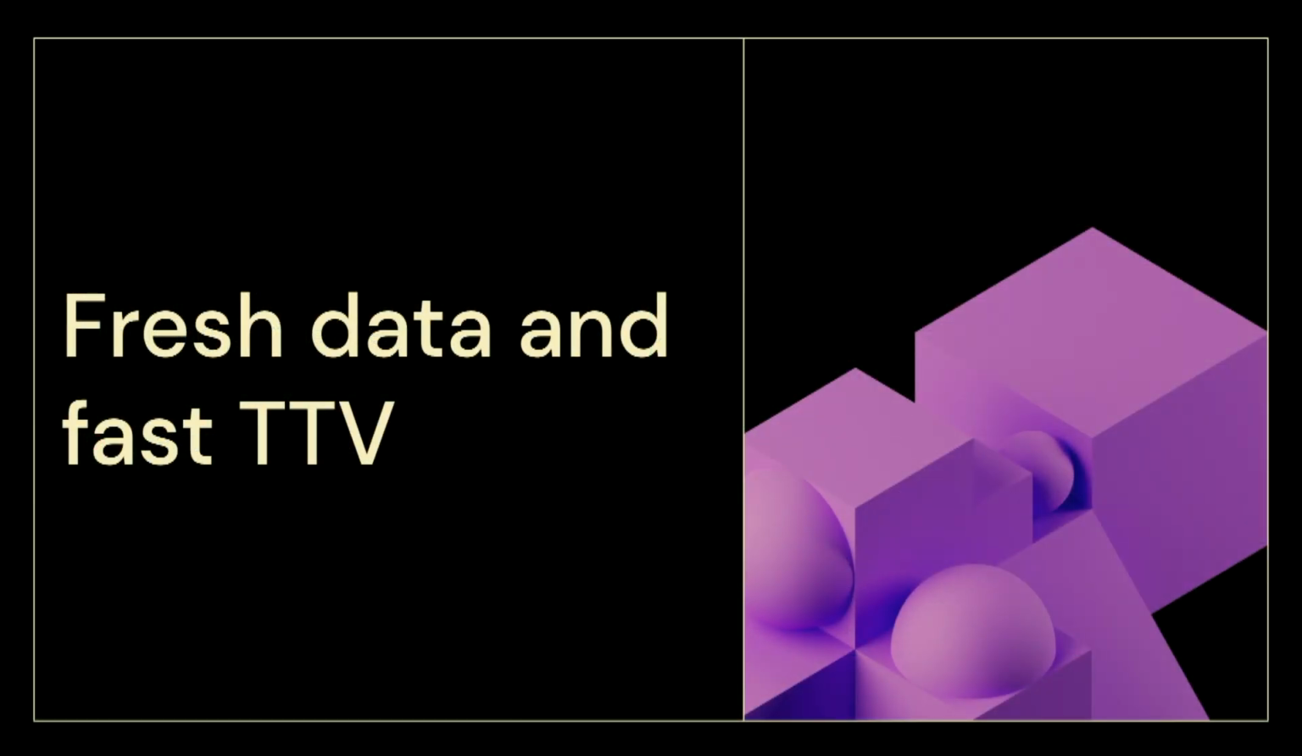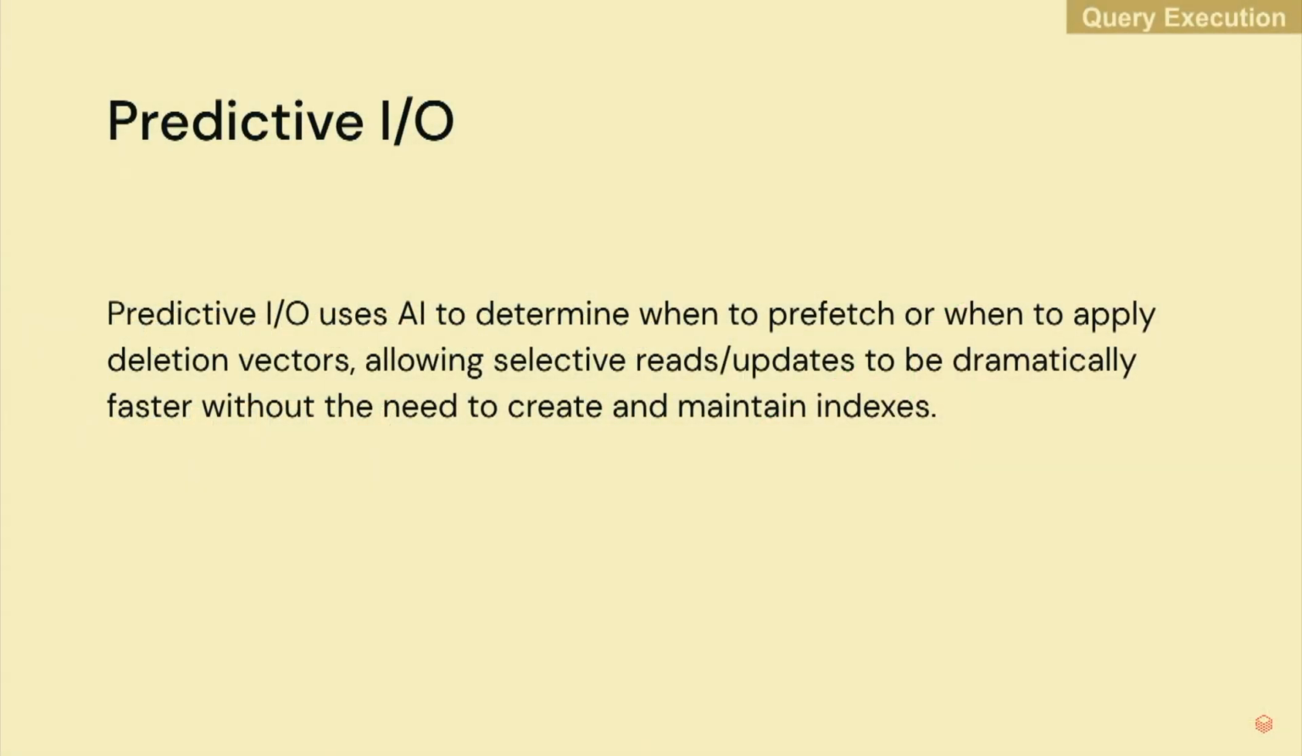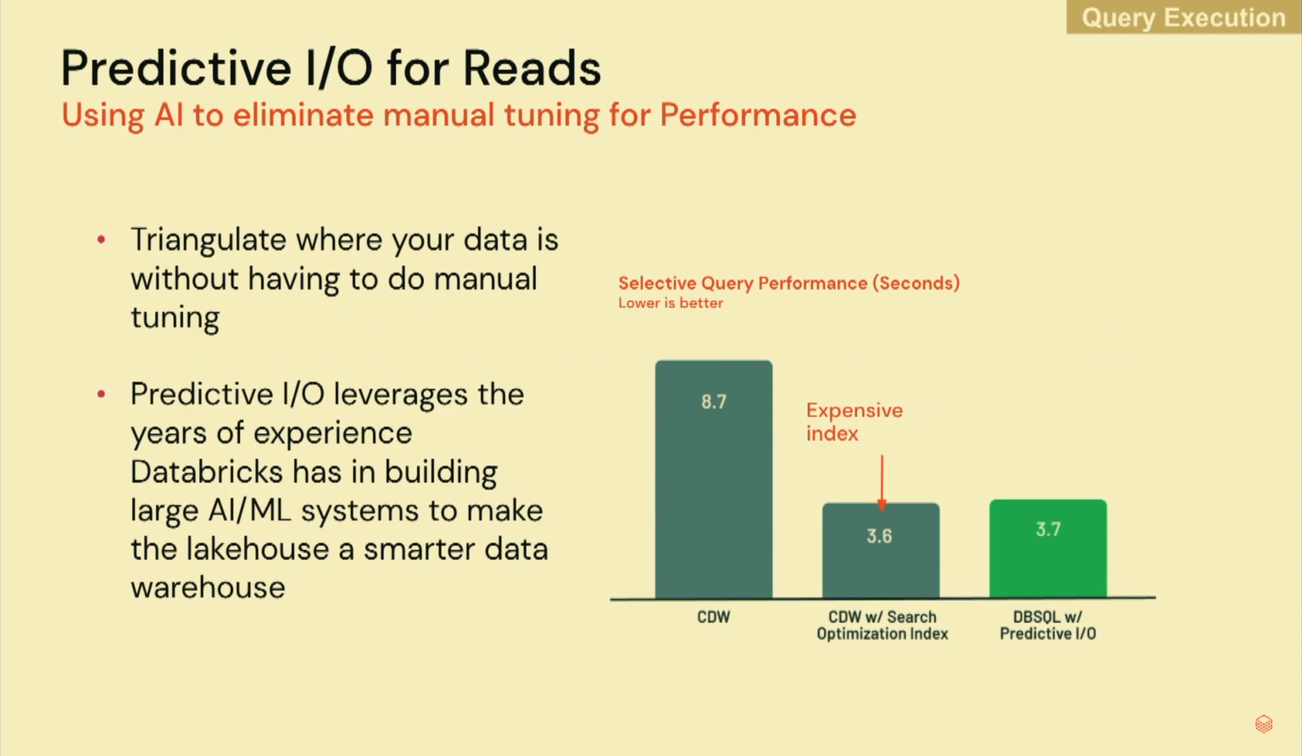All right, the third section, which is fresh data and a fast time to value. This is where, I'm a runtime guy, this stuff is super awesome. Predictive I/O uses AI to determine when to prefetch on the read side, and when to apply deletion vectors. This is more on the update side, ultimately allowing selective reads and updates to be dramatically faster without the need to create and maintain indexes. What does that mean? Great question. Predictive I/O for reads is effectively, under the hood, using AI to eliminate the manual tuning for performance.